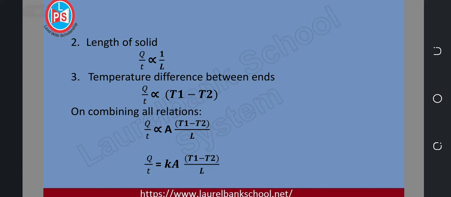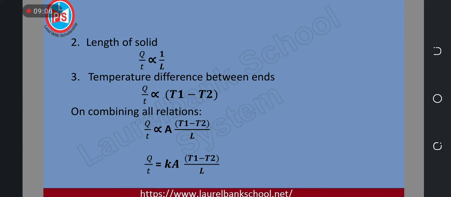What is the reason? Because due to the increase in length, it will require more time to reach the heat at the other end. Now come towards the third factor, that is the temperature difference between the ends. The greater the temperature difference from the hot to the cold part, the greater will be the rate of flow of heat. So rate of flow of heat is also directly proportional to the difference in temperatures between the two ends.